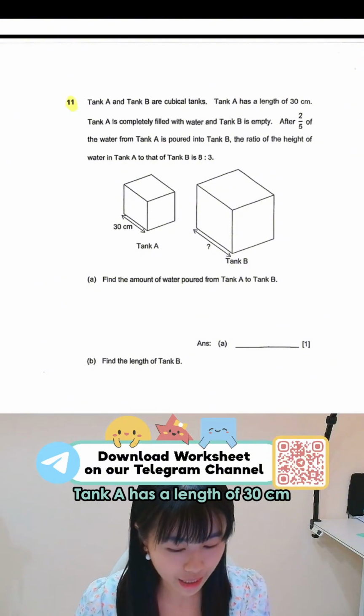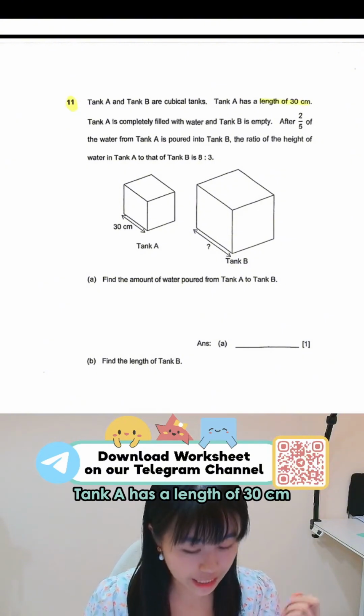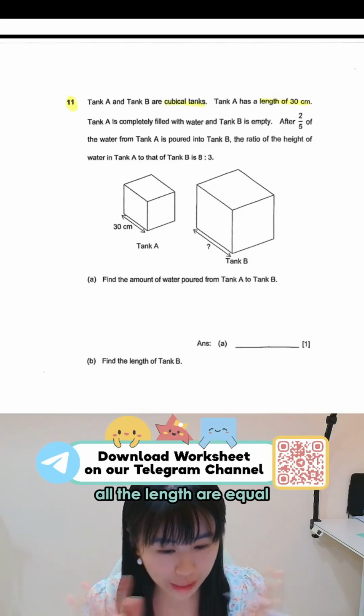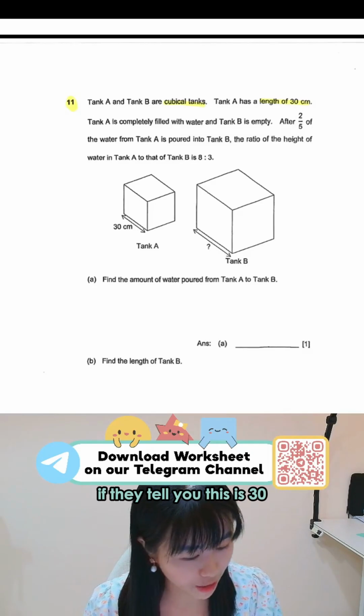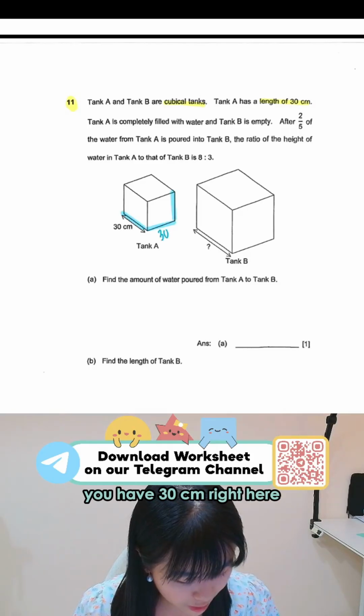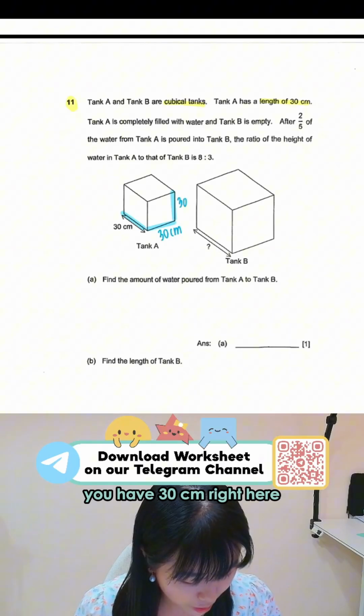Alright, 384. Tank A and B are cubical tanks. Tank A has a length of 30 cm. Cubical tells you it's a cube. For a cube, you should know all the lengths are equal. So if they tell you this is 30, you will know this is also 30, this is also 30. You have 30 cm right here and 30 cm right here.